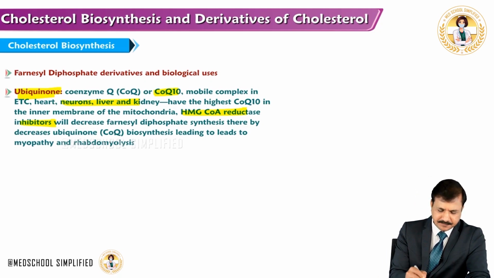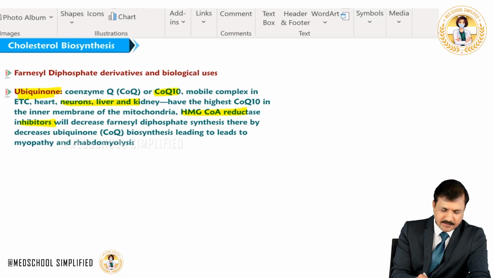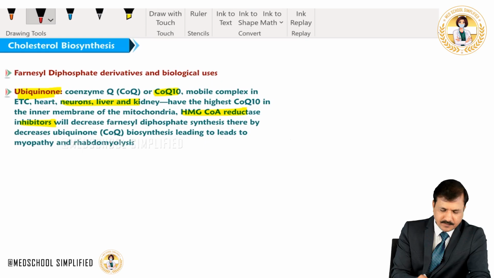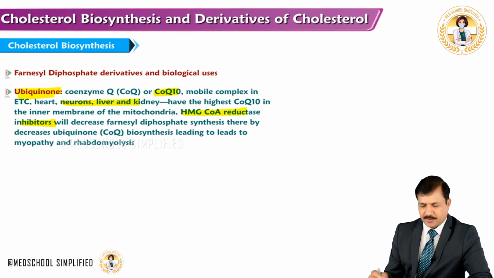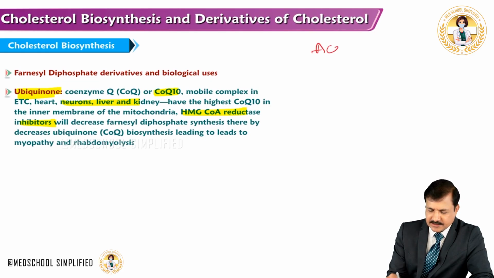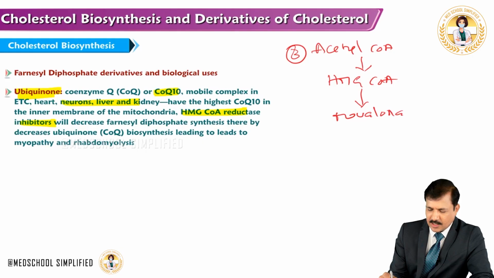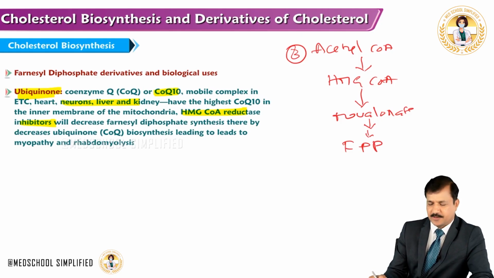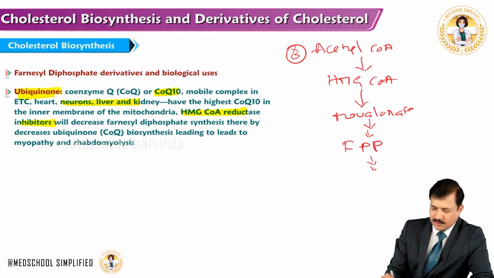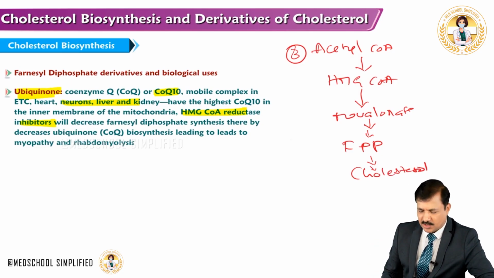So, let me write it down so that we understand the process properly. Acetyl-CoA forming HMG-CoA. I will just write it, 3 acetyl-CoAs will form 1 HMG-CoA. HMG-CoA is converted to mevalonate, and mevalonate will go into farnesyl pyrophosphate. I will just write it as FPP, farnesyl pyrophosphate. Farnesyl pyrophosphate goes all the way to cholesterol. This is just a brief outline of cholesterol biosynthesis.